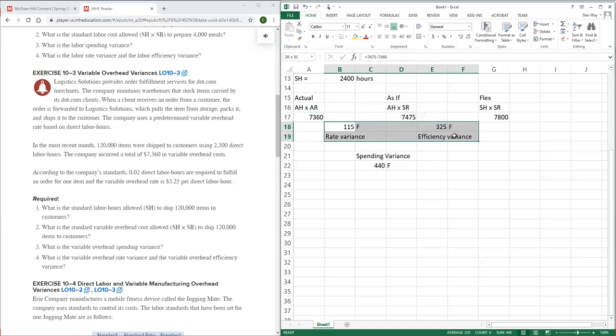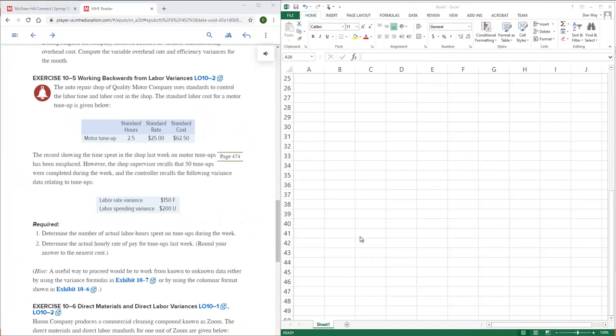Again, if we combine these, they're both favorable, so we can add them together. 325 plus 115 equals 440. Those combined equate to our spending variance. We could also find that, as we did earlier, by comparing the flex, the 7,800 based on standards, to our actual spend of $7,360. And that's it for exercise 10.3.